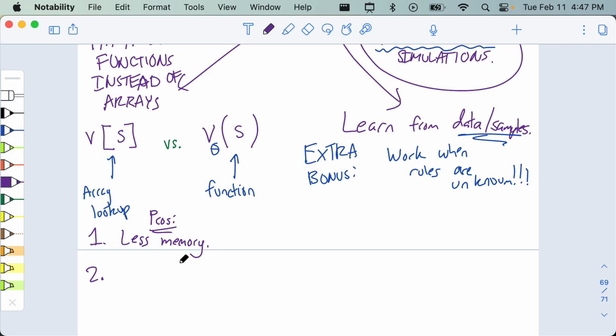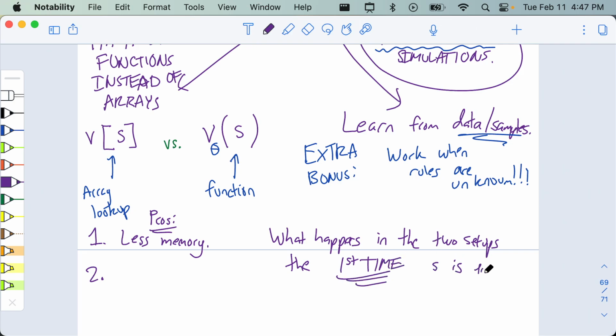Was there a hand up in the back? I'll let you guys think for a minute. I think it's a good thing to think about. Yeah, so let's look at a question, which is, what happens in the two setups the first time S is encountered? So that's what I want you to think about.